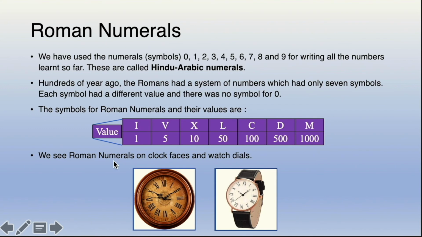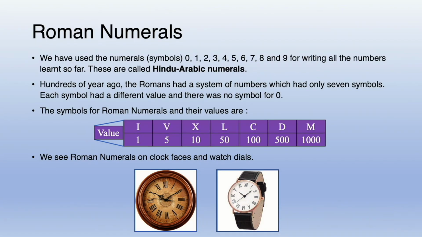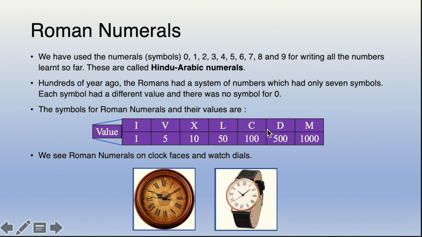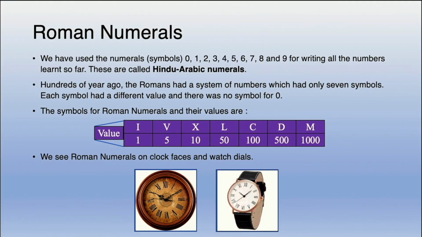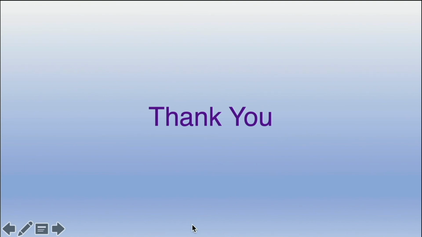Now, you must have seen clocks and watches having, instead of numbers with digits, these Roman numerals on the watch dial and the clock face. So over here at the place of number 1 we have the letter I, and over here at the place of number 10 we have X. So all the Roman numerals are formed using these 7 basic symbols only. So with this we come to the end of the PPT.